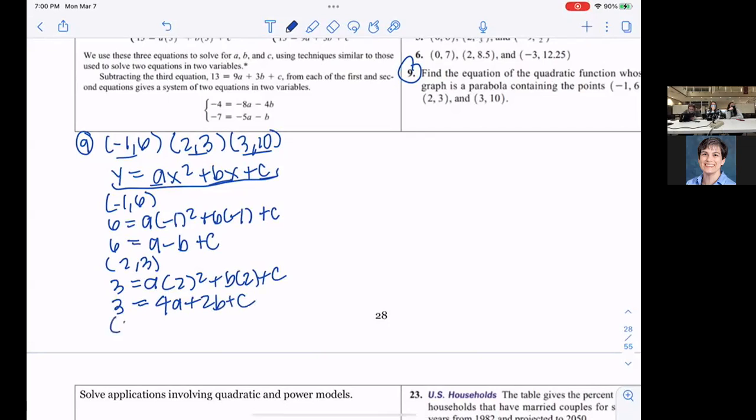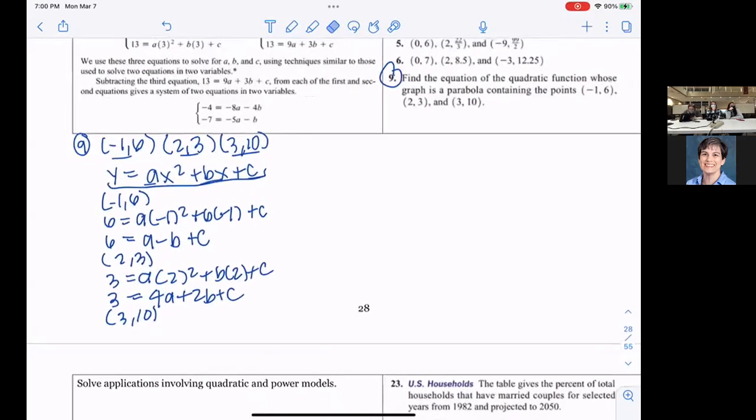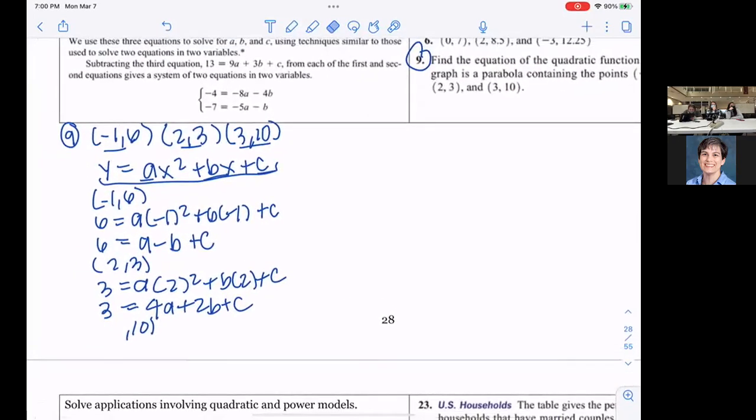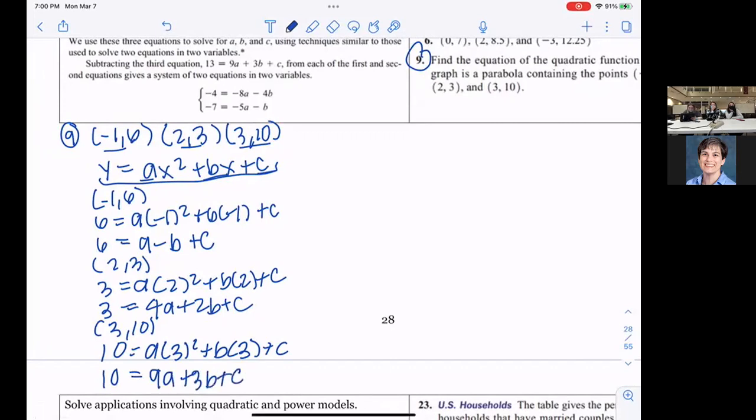And then for that last point, we have 3, 10. So then we're gonna have 10 equals A times 3 squared plus B times 3 plus C, which is gonna give us 10 equals 9A plus 3B plus C. So now we have 3 of these equations and we have 3 variables that we have to solve for.